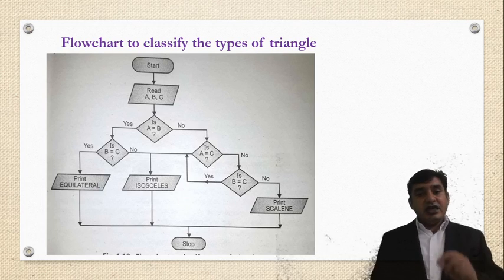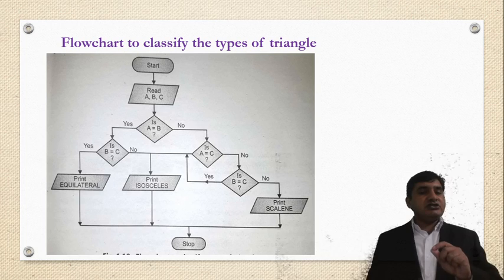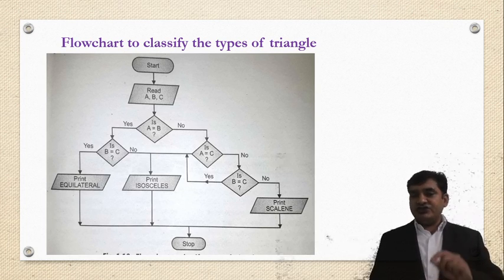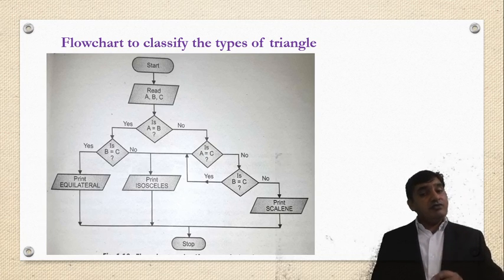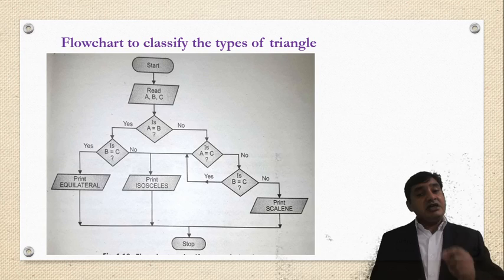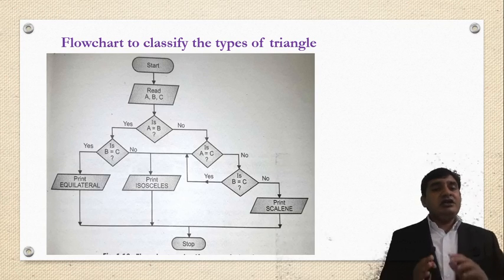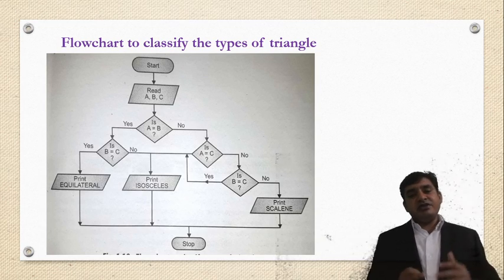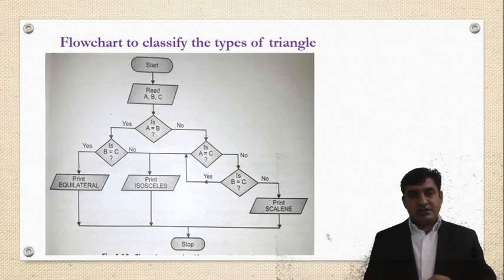If A is equal to B is false, that is no, if A is equal to C is again false, that is no, and if B is equal to C is false, that is no, it indicates that no two sides are the same. Then print the triangle is scalene.